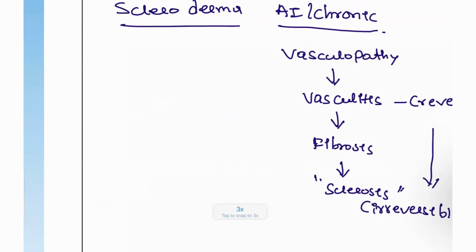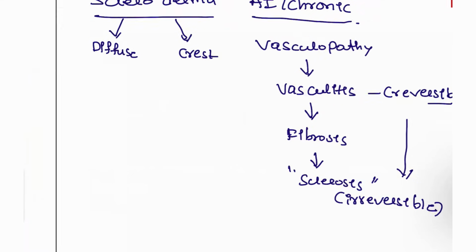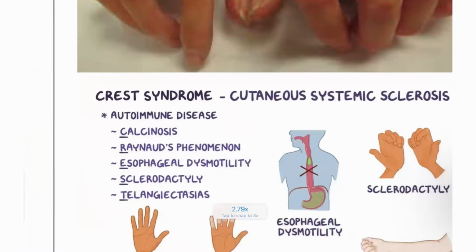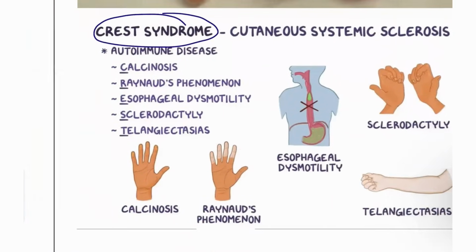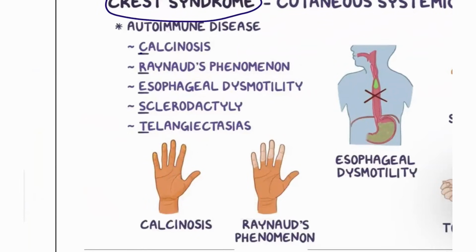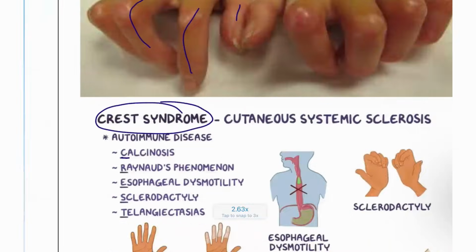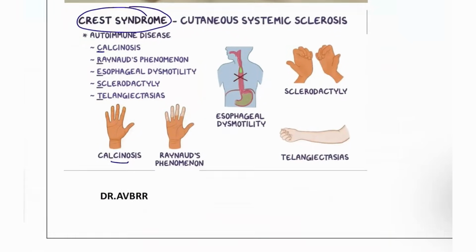And scleroderma is divided into the diffuse type, and another one is CREST syndrome. So first we will see CREST syndrome. So this is what CREST syndrome is. The mnemonic itself will tell the features. First, C for calcinosis. So this is how the picture will be, the hardening of the capillaries, nail capillaries and the finger capillaries. That is calcinosis.